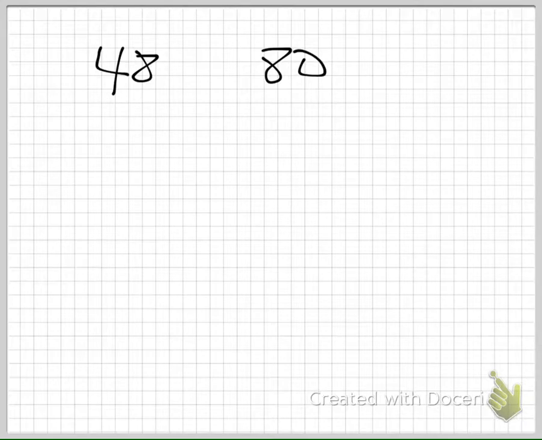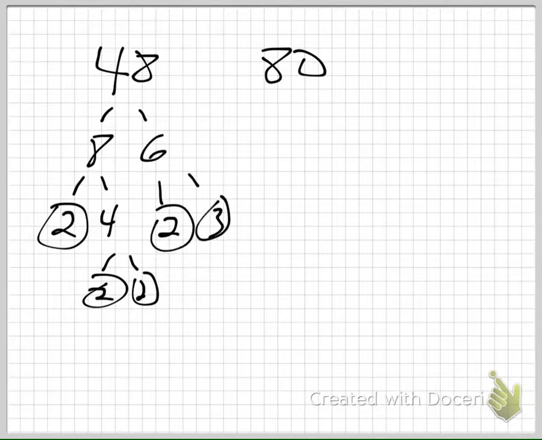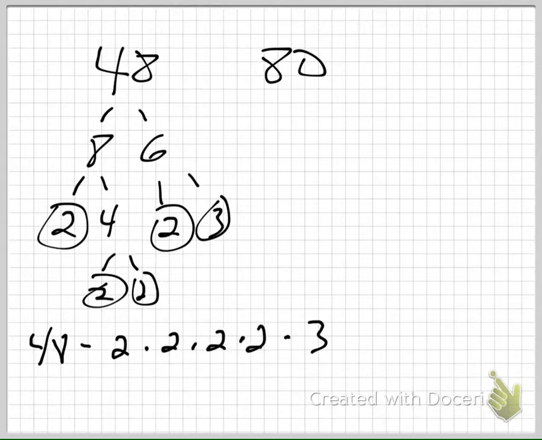You said 8 times 7? That's a lie. No, I said 8 times 10 for 80. Oh, right. We're doing left to right. 48 would be 8 times 6. Are either of those prime? No. Okay. 8 is 2 times 4. Are either of those prime? Oh, yes, 2 is prime. 4 is 2 times 2. 6 is 2 times 3. All prime numbers now. The prime factors of 48 are 2 times 2 times 2 times 2 times 3.